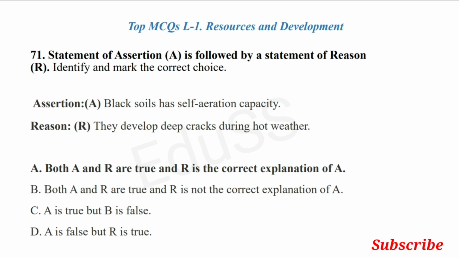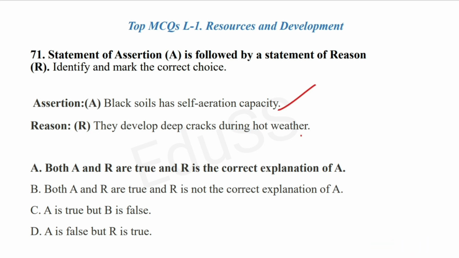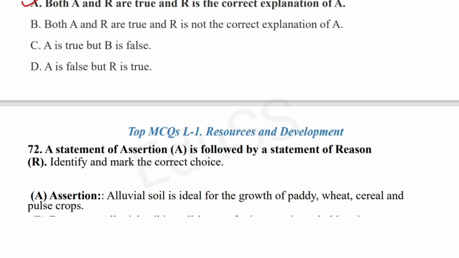Now assertion statement, black soil has self-aeration capacity. And reason, they develop deep cracks during the hot weather. Now both the statements are correct and R is the correct explanation of A. The soil has self-aeration capacity because there are cracks. So the correct option is A. Both A and R are true and R is the correct explanation of A.